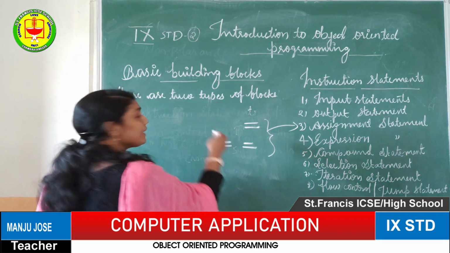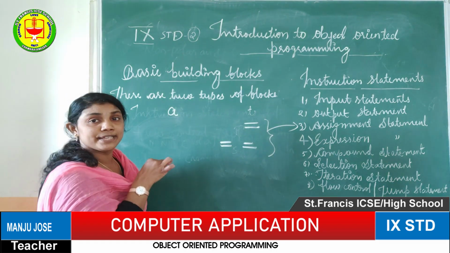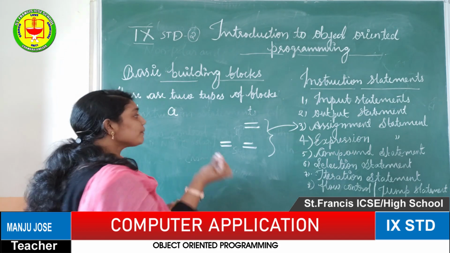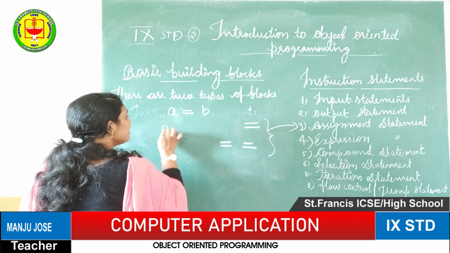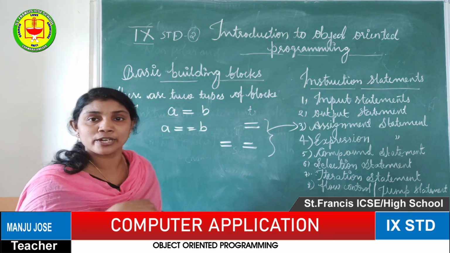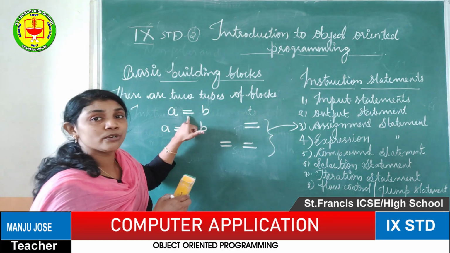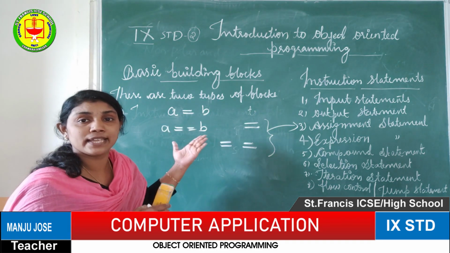Here is one expression. A and B are variables. A has some value and B also has some value. I am going to give the expressions A = B and A == B. Both are pronounced equal to, but the appearance is different. One is a single equal to, another one is a double equal to. Then what is the meaning of both?